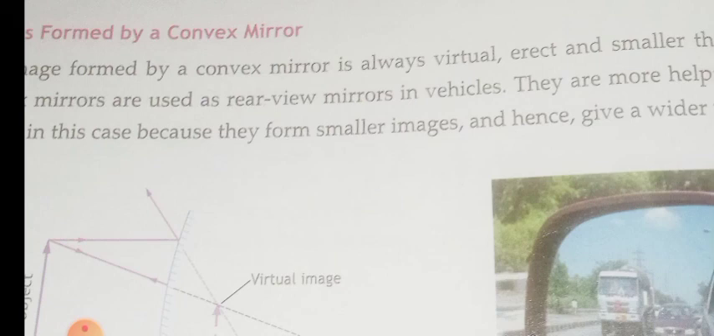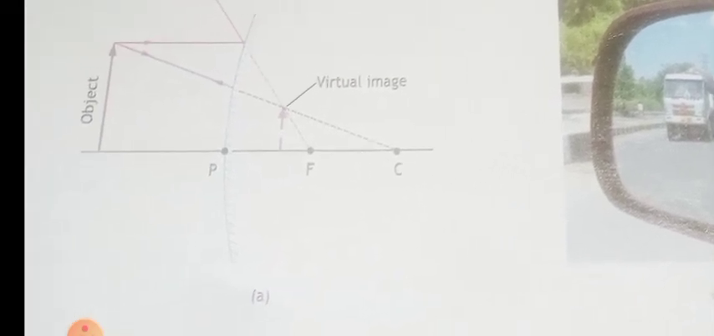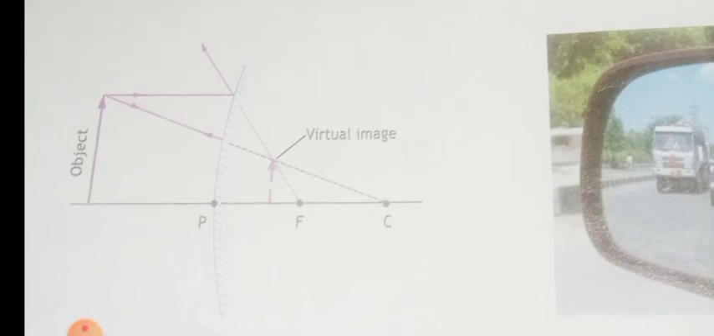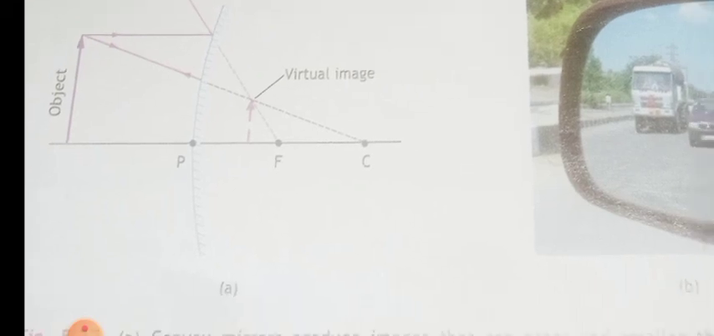So these convex mirrors are used as rear view mirrors in vehicles. They are more helpful than plane mirrors in this case, because they form smaller images and hence give a wider view. Okay, children, hope you have understood this concept. So this is the ray diagram of images formed by the convex mirror. And that's the end of the lesson.